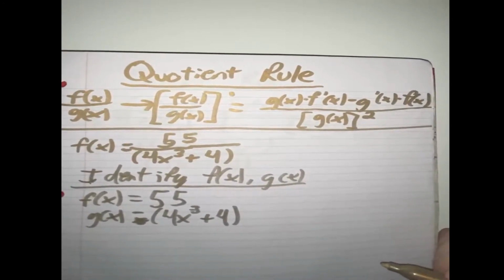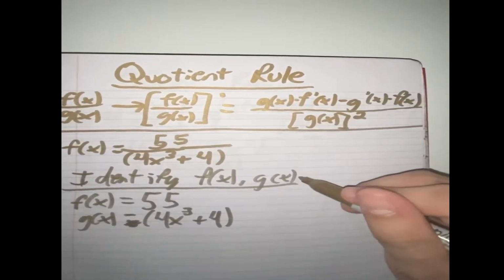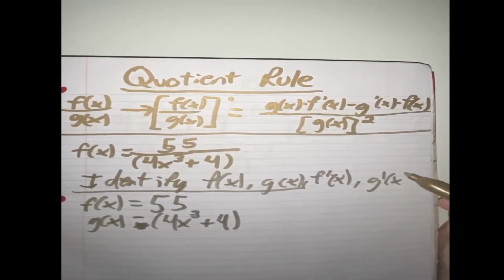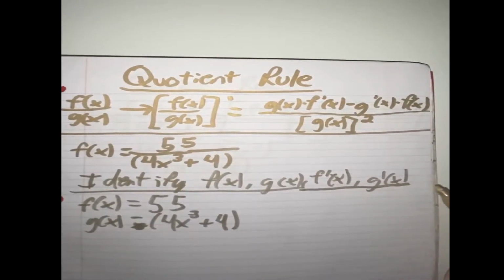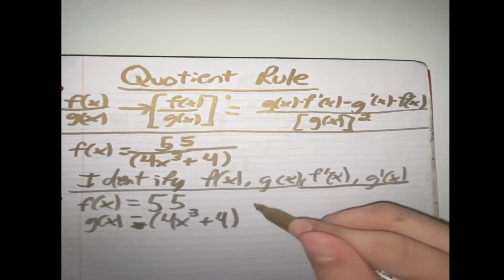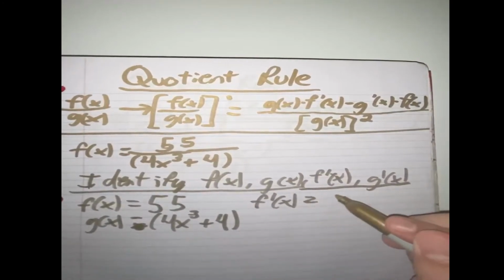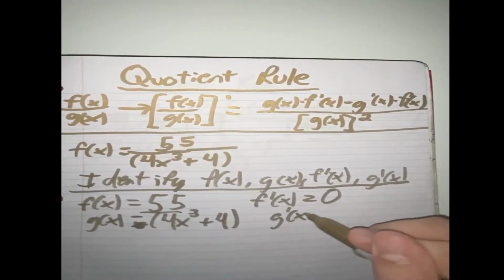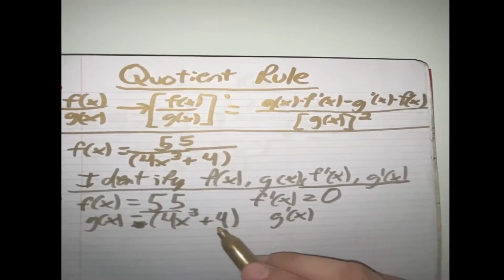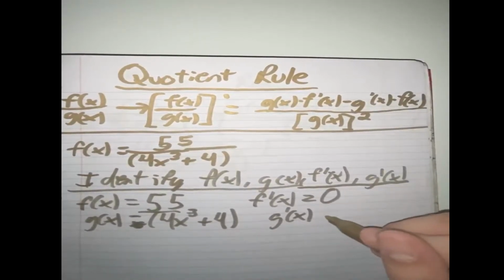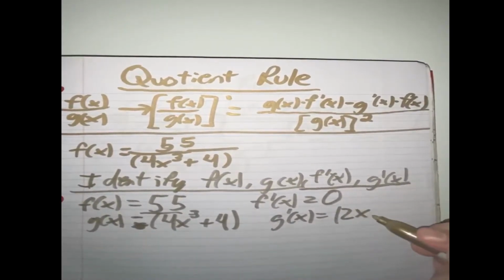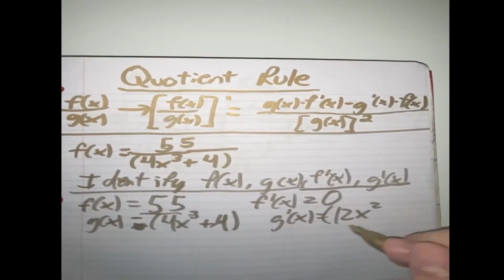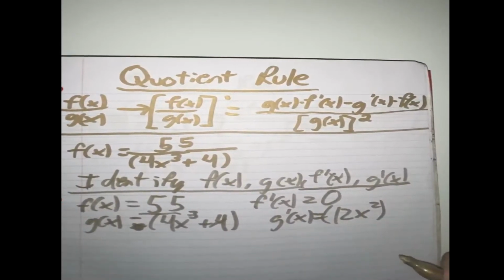So now the next step would be to find f prime of x and g prime of x, and we do this by taking the derivative. So f prime of x will simply be 0 because the derivative of any constant is 0. And g prime of x, taking the derivative of each term, we get 12x squared, and the derivative of the constant 4 is just 0. So this right here is our g prime of x.